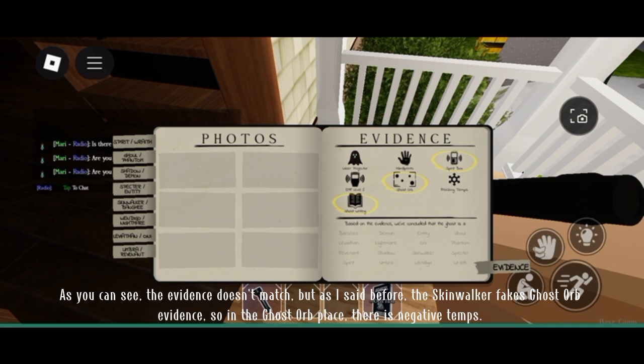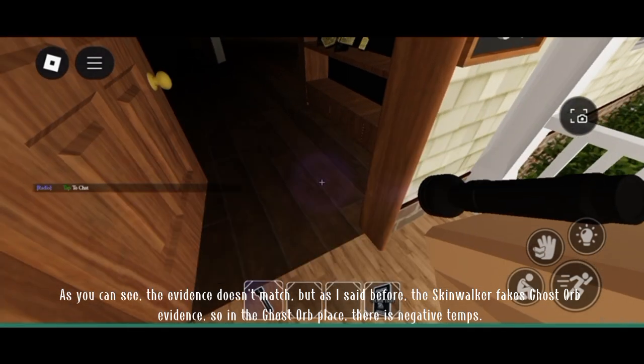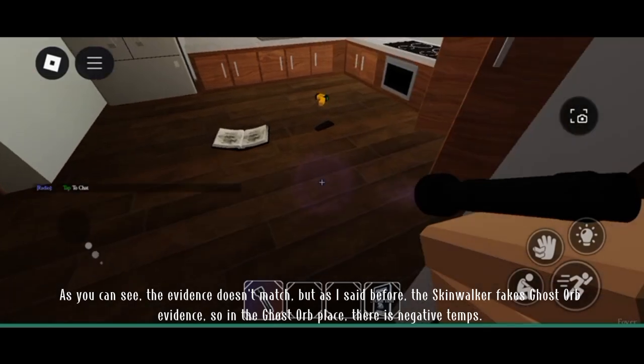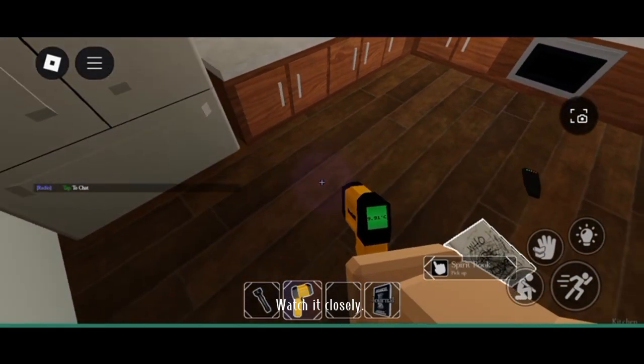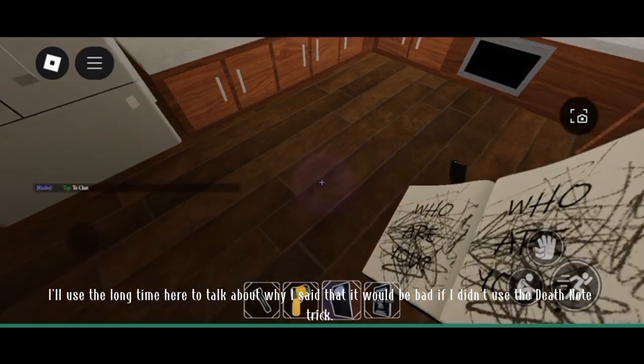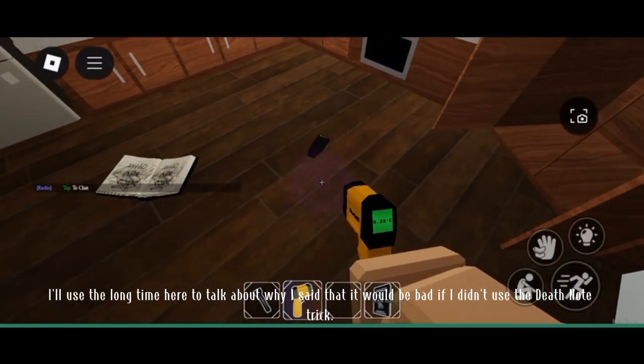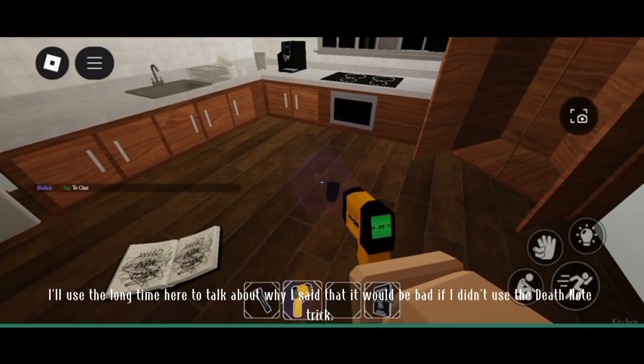As you can see, the evidence doesn't match, but as I said before, the Skinwalker fakes ghost orb evidence, so in the ghost orb place, there is negative tongue. Watch it closely. I'll use the long time here to talk about why I said that it would be bad if I didn't use the Death Note trick.